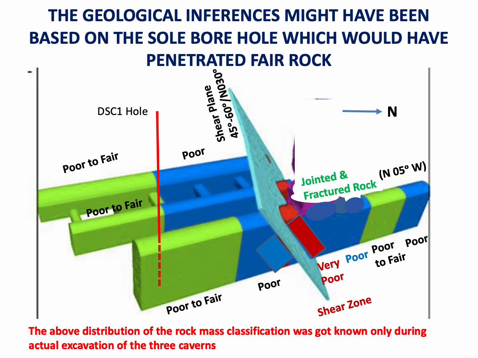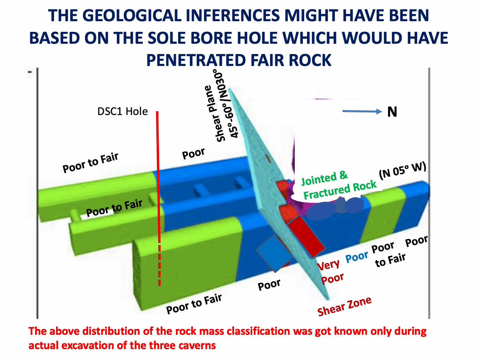Whereas in actuality, the above distribution of rock mass classification became known only during actual excavation of the three caverns. When the caverns had started excavation in their central gullet, only then did the actual geological conditions become known. This was the only borehole done in 2010, which inferred the rock to be of fair quality.